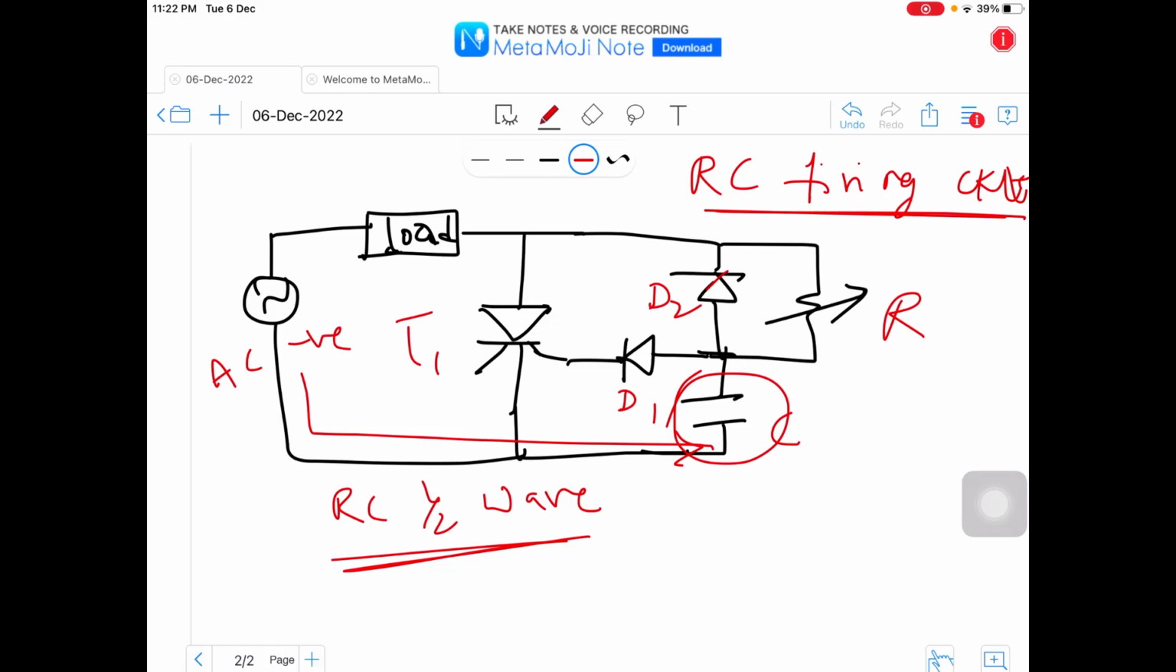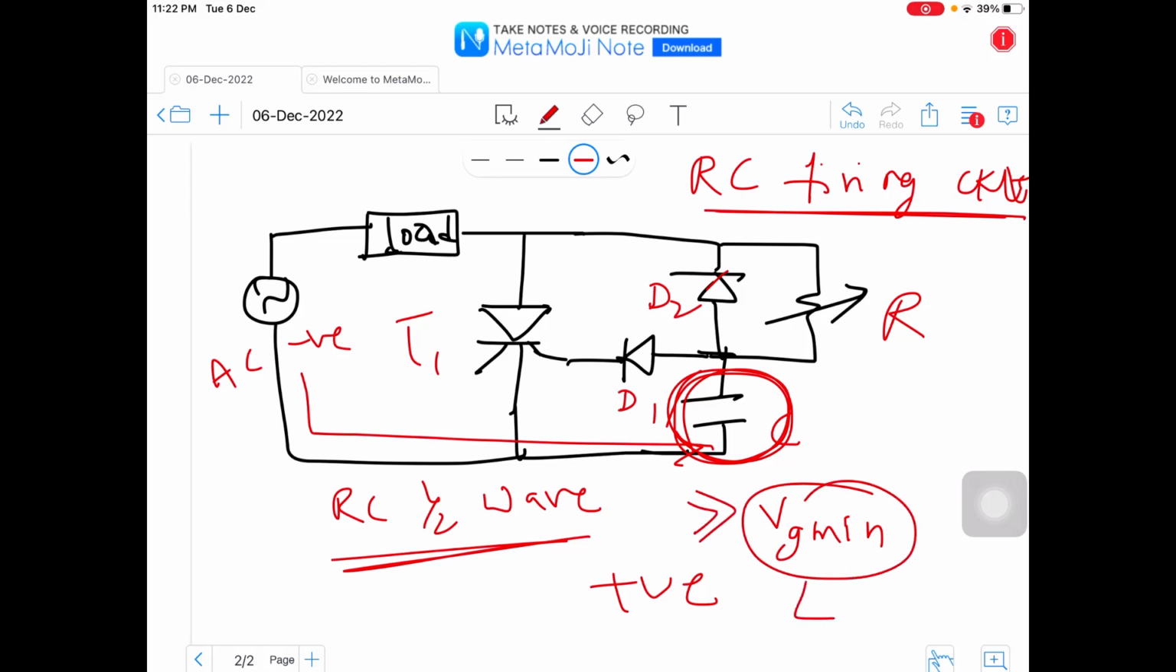towards positive. Now when the supply goes positive, the capacitor is fully charged, greater than Vg minimum. When the capacitor voltage is greater than Vg minimum, then the thyristor T1 turns on. The thyristor turns on only when it exceeds Vg minimum. Observe that the capacitor will start discharging through the diode D2 and resistance R.